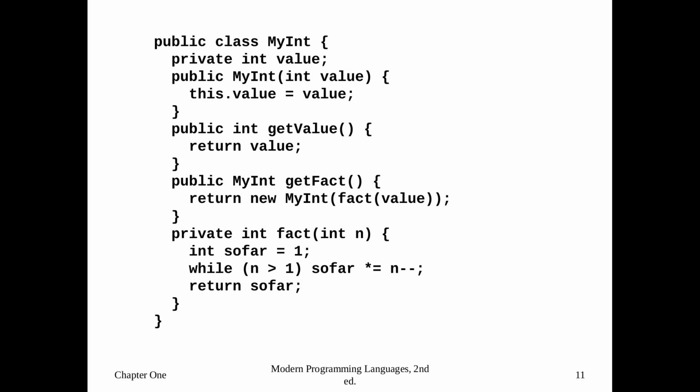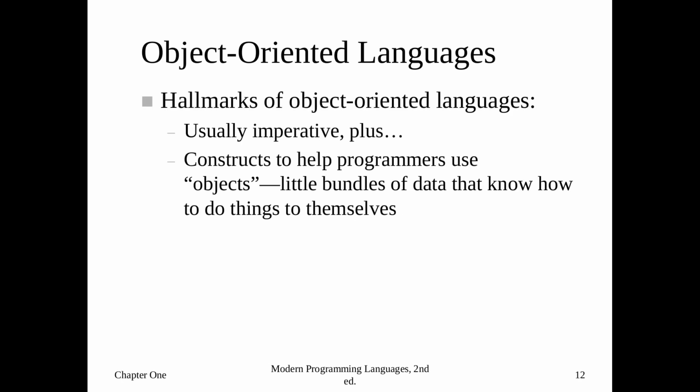And so the hallmark here is that it's usually imperative, but it also has constructs to help us understand and bundle. What we want to do is put the data with its operations. That's the whole point of this. That's object-oriented: move the data with its operations. The second we start splitting that out, then we are no longer programming in object-oriented ways, but I leave that for software engineering to handle.